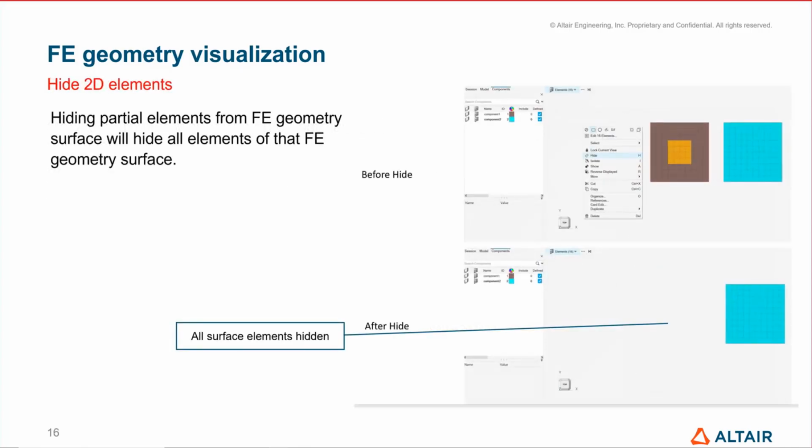The second exception we have is on hide and isolate, which have slightly different behavior from our general CAD plus mesh. If you have a surface and you select partial elements and say hide, the complete FE surface gets hidden. This is the behavior we have now. We will improve it with more infrastructure changes going forward, but currently it's a limitation. So when you hide elements, all the elements associated to its surface get hidden.